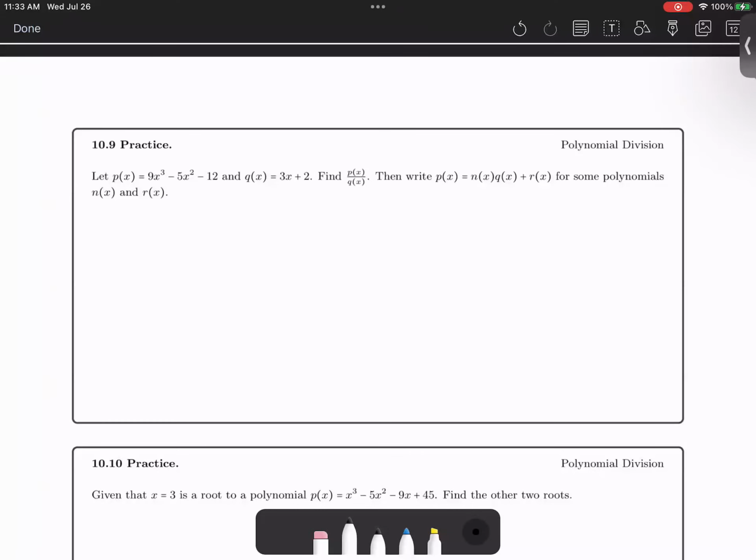Let's do another polynomial division. So I have p of x, which is a cubic, and I want to divide into that this monomial, the straight line q of x. So I want to write p of x divided by q of x, and then I want to decompose the big polynomial into the smaller polynomial times some quotient, and then plus or minus some remainder.